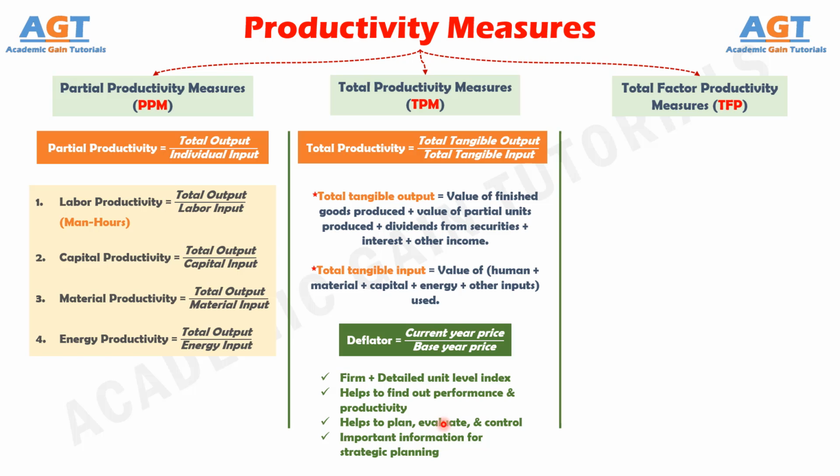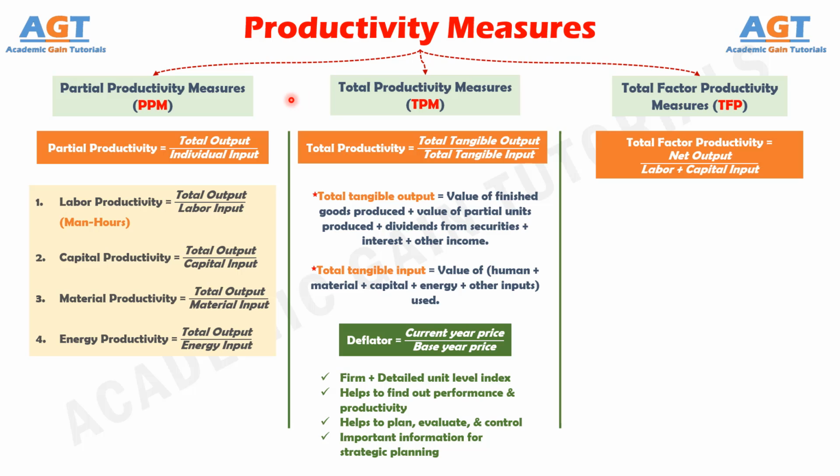So, now that we have discussed partial and total productivity measures, let's move forward to discussing the total factor productivity measure, or TFP. The total factor productivity measure is the ratio of net output to the labor and capital, or factor, input. The total factor productivity is obtained by dividing the net output by the summation of labor and capital inputs.